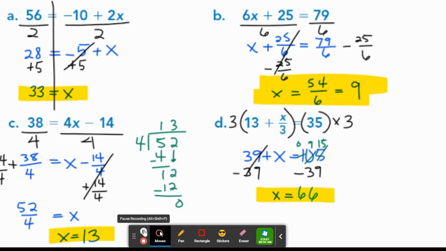For 4C, I divided both sides by 4, and if you haven't caught on yet, notice the numbers that I'm dividing are all numbers that are right next to the variable, right next to x. Reason being, just a reminder, if a number and a letter are squished together like that, that operation is multiplication. So the opposite of that is division.